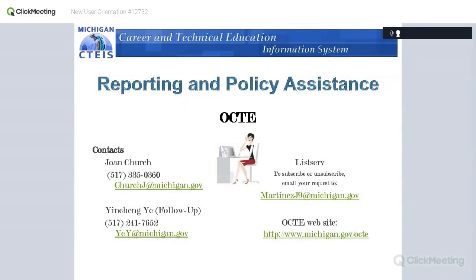We do put out a listserv every time we make any updates or changes. You can ask to be put on that listserv by contacting Jackie Martinez at this number and this email address. There's also a lot of policy information, updates, and announcements that come directly from OCTE, which you'll find on the michigan.gov/OCTE website.